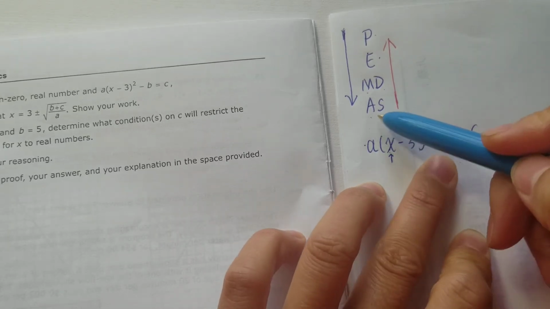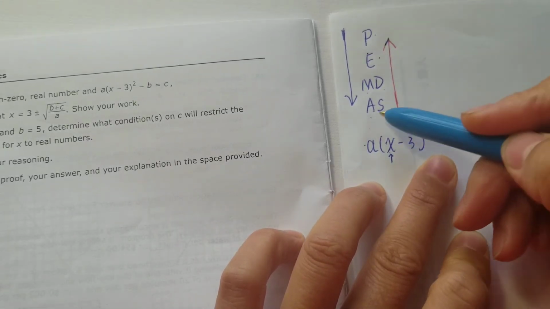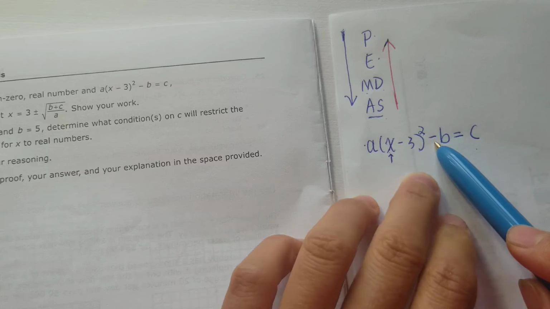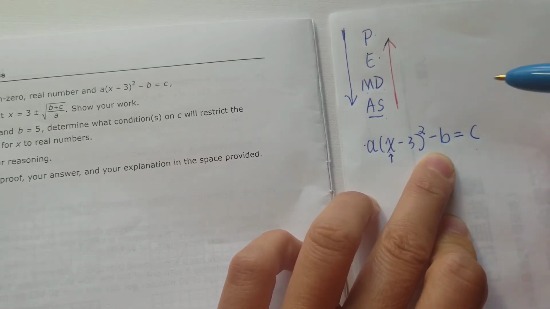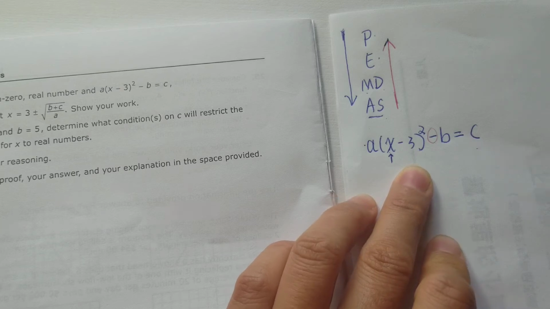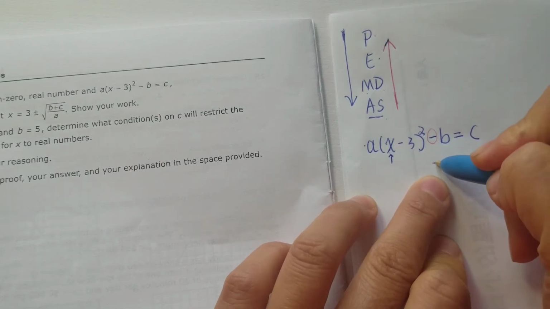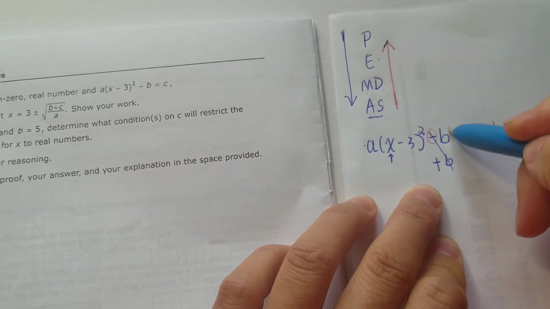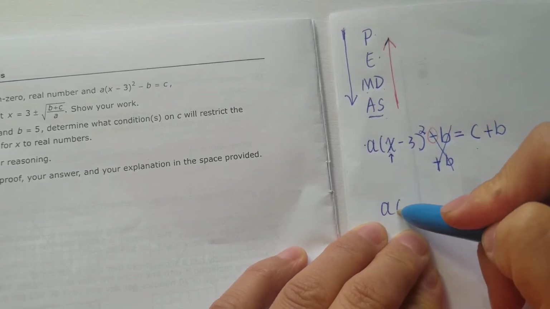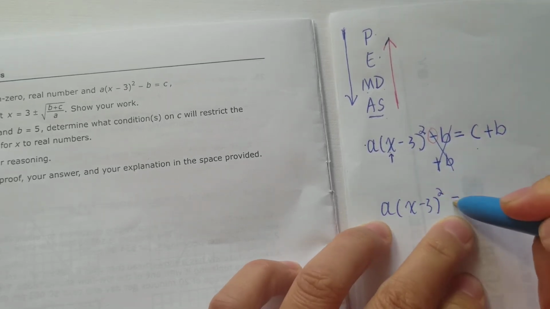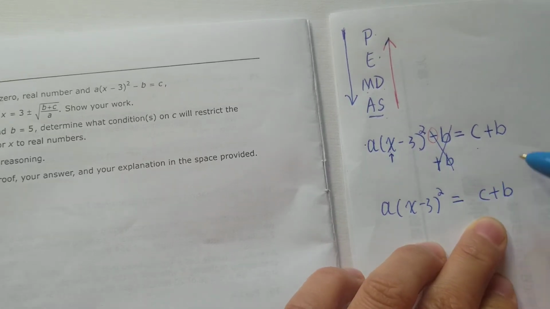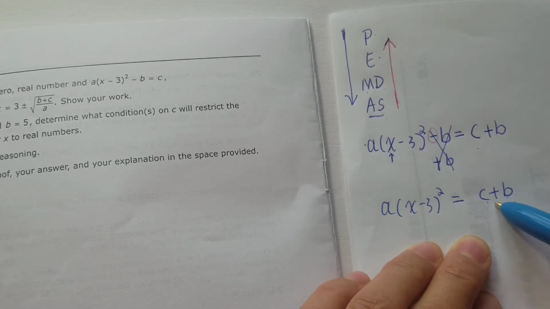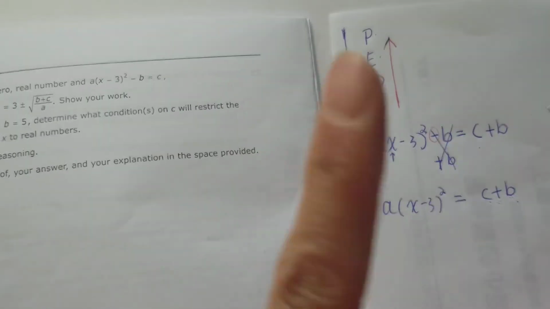Now let's see. According to our inverse operation, we need to deal with addition or subtraction first. I have subtraction here, so I need to use the inverse of subtraction, which is addition. Add b to both sides. Now, let me drag it down. A times (x minus 3) squared equals c plus b. Or if you want to flip it over in alphabet order, b plus c, that's also fine because addition is commutative. You're able to flip it over, okay?